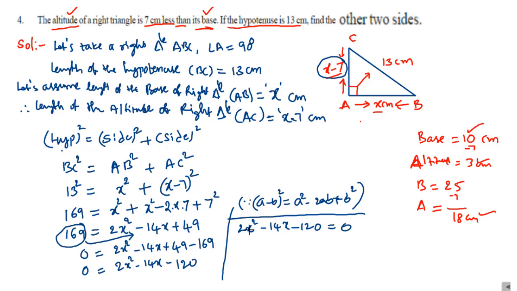Now here if you observe, in all the terms we have 2 as common, since all are multiples of 2, so we can take 2 common out. By taking 2 common out we get in bracket x square minus 7x minus 60, which equals 0. Now by transposing 2 to the right hand side we get x square minus 7x minus 60 equals 0 by 2, and 0 by 2 means 0.